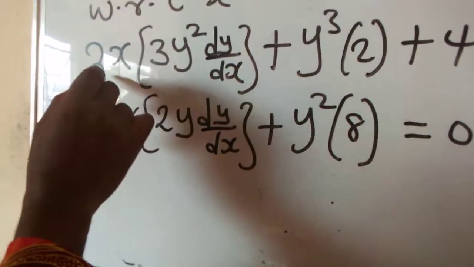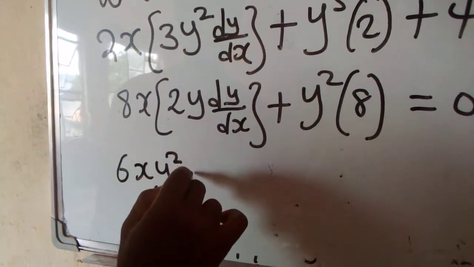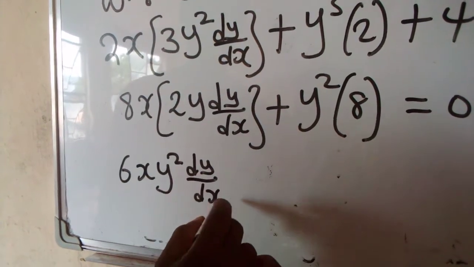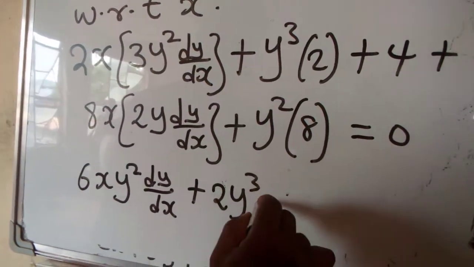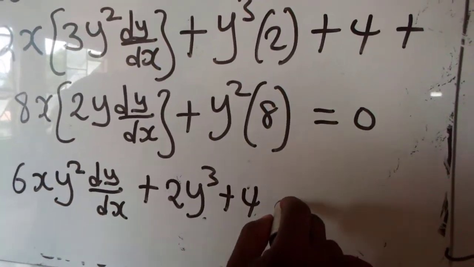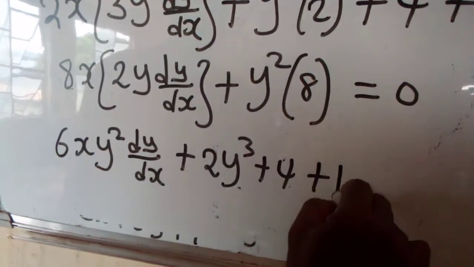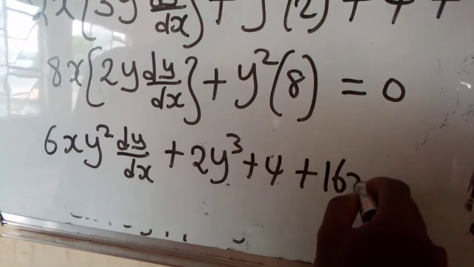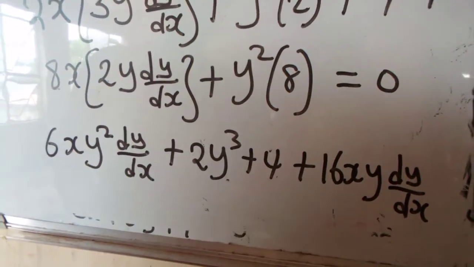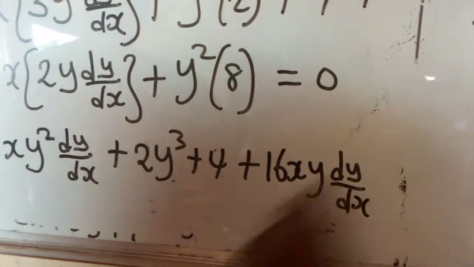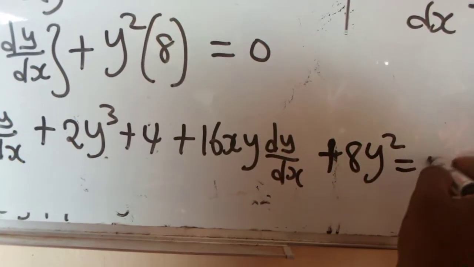If you open this bracket, you have 2 times 3 is 6xy raised to power 2 dy over dx. Then plus this time, 2y raised to power 3 plus 4. Plus you open this bracket, it's going to give you 8 times 2, which is 16xy dy over dx. Plus 8y squared will give you 0.